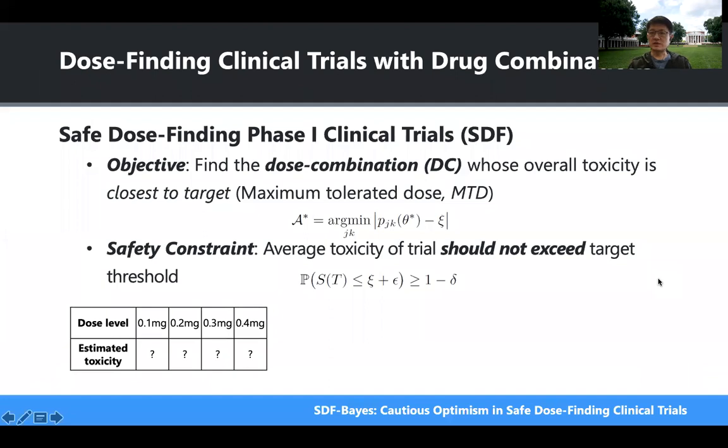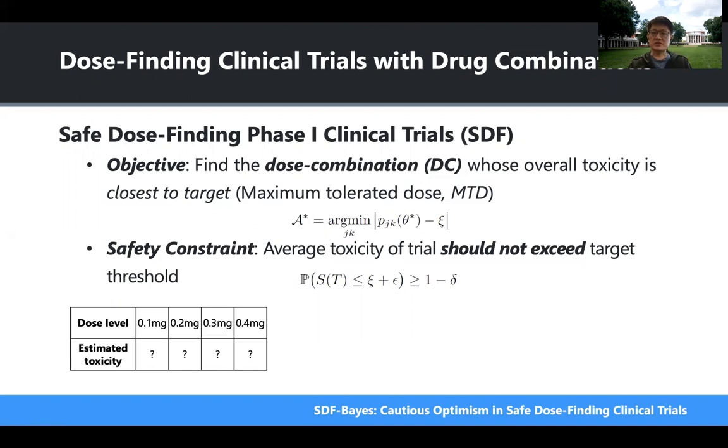Let me start with a little bit of background. Dose finding clinical trial is also known as phase 1 clinical trial. The purpose of this trial is to find out the so-called MTD, maximum tolerated dose of a new drug or certain drug combinations. In this work, we focus on drug combinations because they are more useful for certain diseases in practice. And the objective here is to find the dose combination, DC, whose overall toxicity is closest to our target. And this DC is called the MTD.